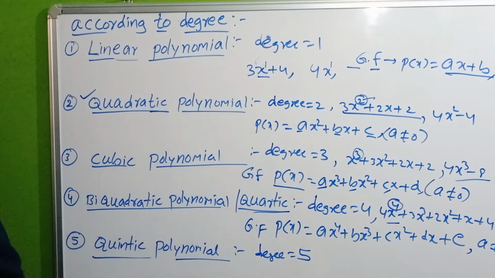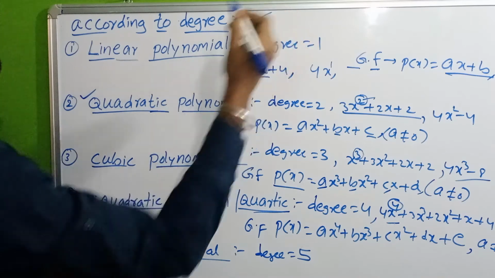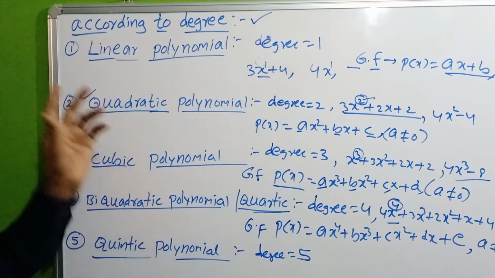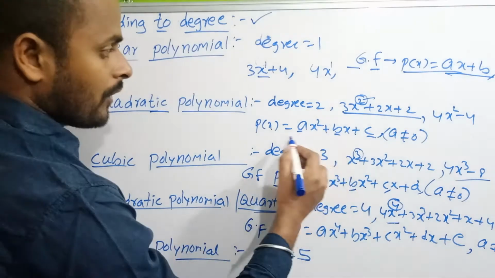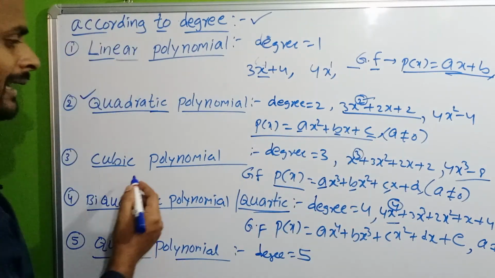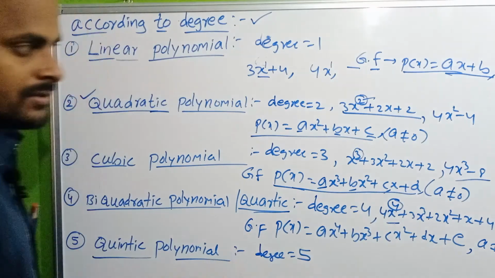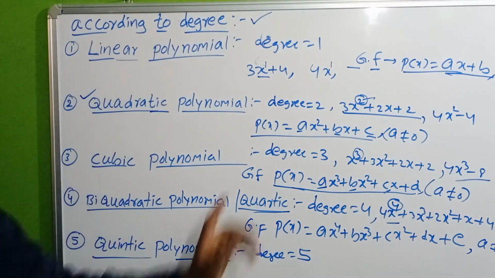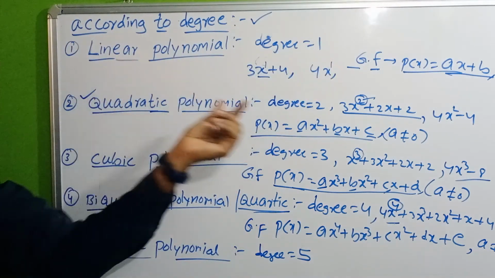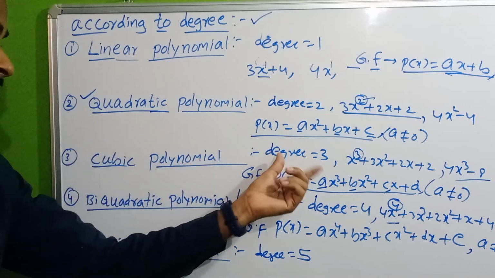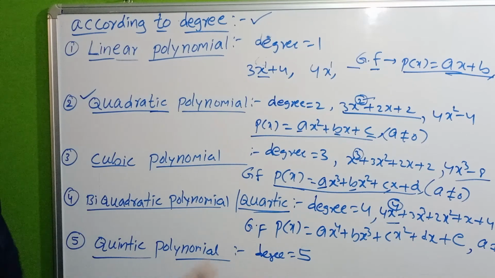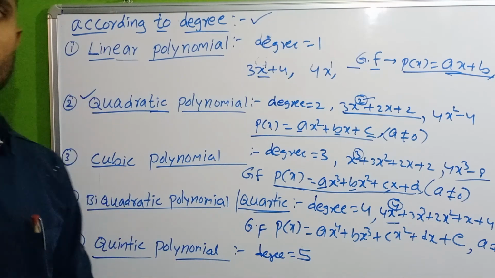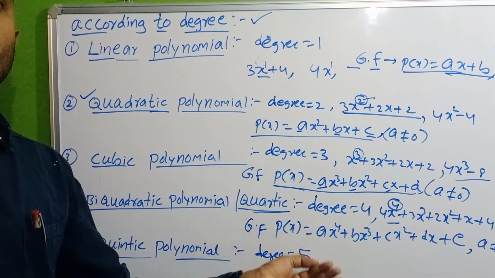So like this, these are the different kinds of polynomials according to degree. In this, very important are the general form of a linear polynomial, the general form of a quadratic polynomial, and the general form of a cubic polynomial. And these are the concepts: with degree 1, linear polynomial; with degree 2, quadratic polynomial; with degree 3, cubic polynomial; with degree 4, biquadratic polynomial; and the same way onwards. So these are the types of polynomials according to degree and according to terms.